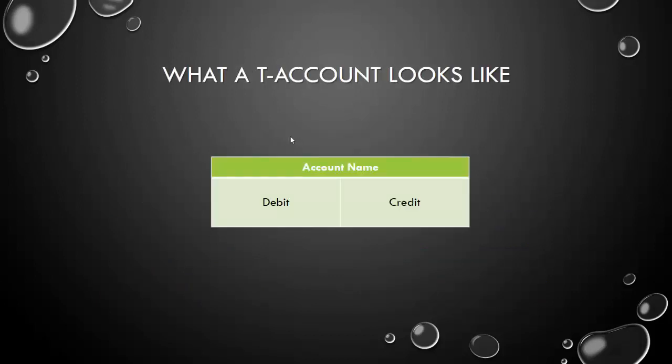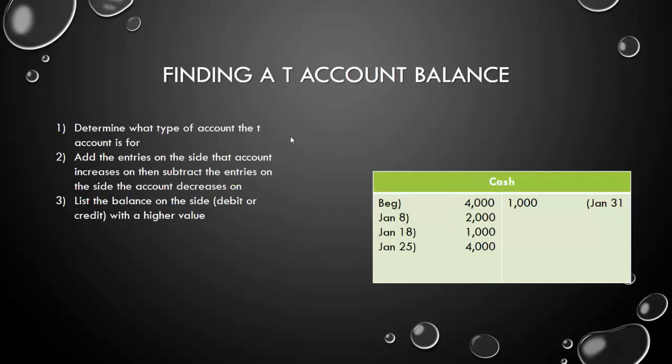A T account looks as such. Across the top you have the account name. Doesn't matter what it is, cash, supplies, equipment, etc. The left side is the debit and the right side is the credit, because debit means left and credit means right.